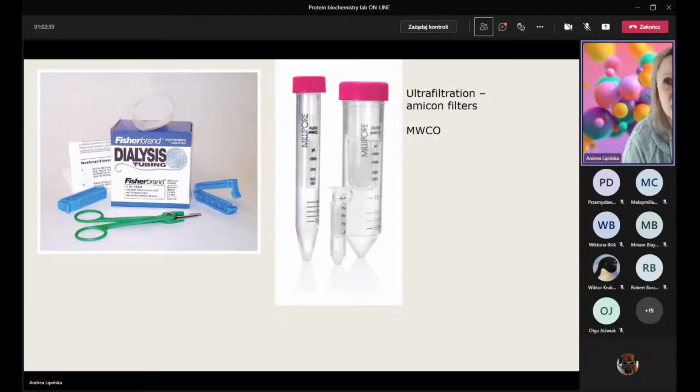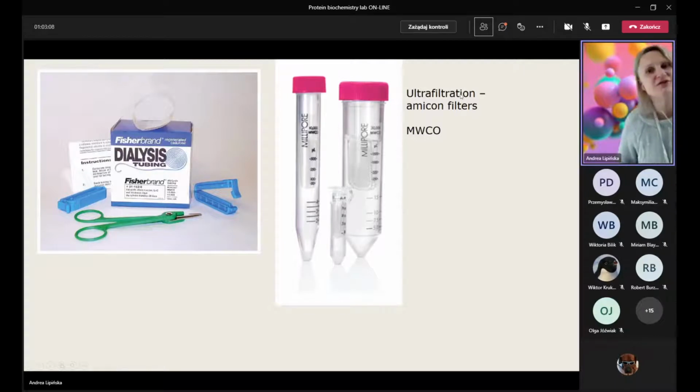There are also new methods of removing small molecules which are more commercial and for bigger volumes. But for the lab work, usually we use that. And I think the most popular now, just because it is the easiest way, is the so-called ultrafiltration.